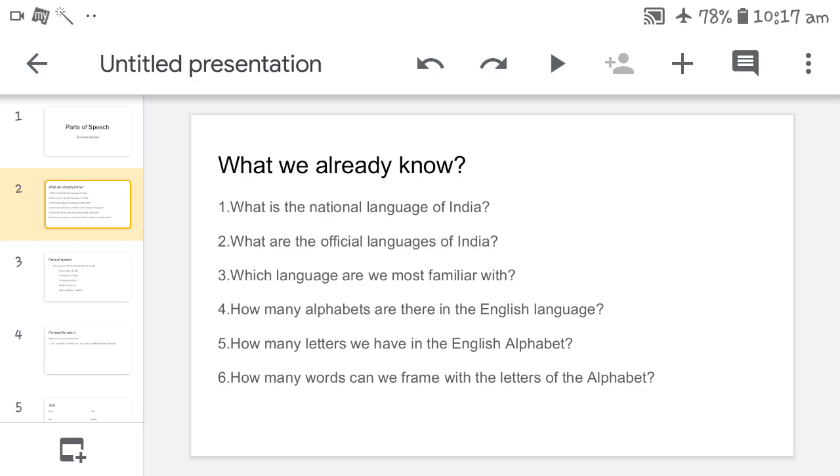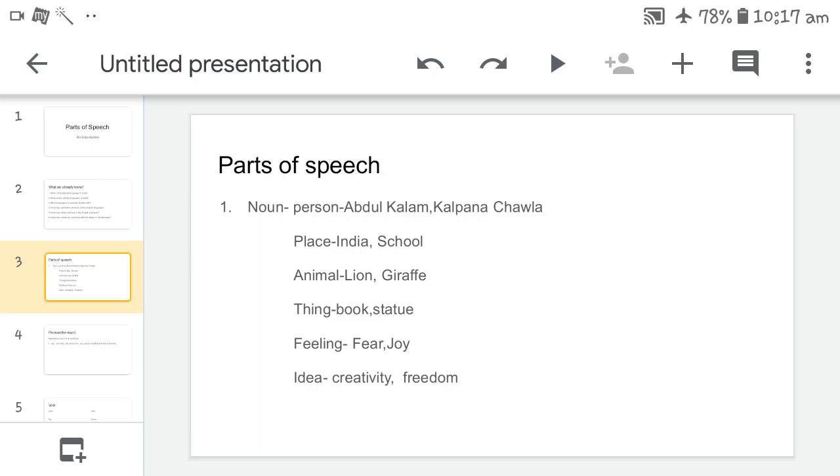So I cannot just label a word saying that this verb is just this. We can say that a name given to a word based on the job it does in a sentence is a part of speech. Now, how many parts of speech do we have in the English language? We have 8 parts of speech. They are noun, pronoun, verb, adjective, adverb, conjunction, preposition, and interjection.